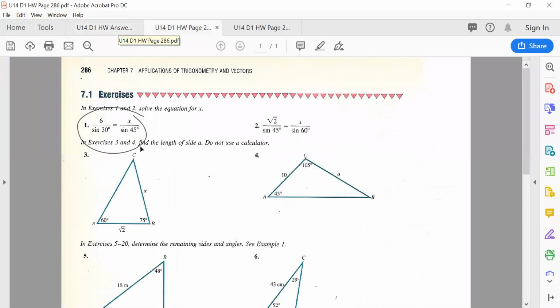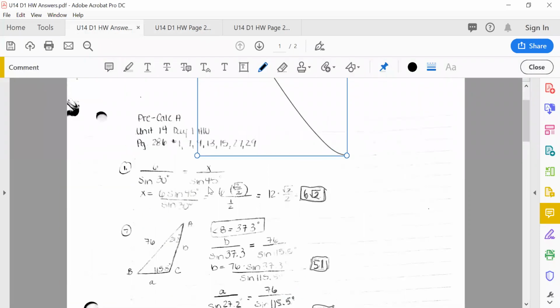Oops, I drew a line by accident there. Okay, so 6 over sine of 30 equals x over sine 45. Ignore that. Let's see if I can delete that. Whatever, not a big deal. So we got 6 divided by the sine of 30 equals x over sine of 45.